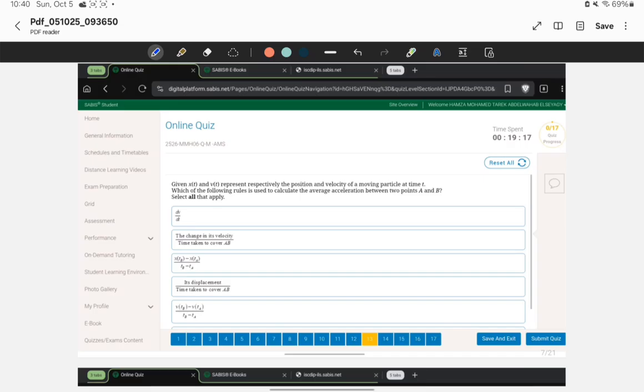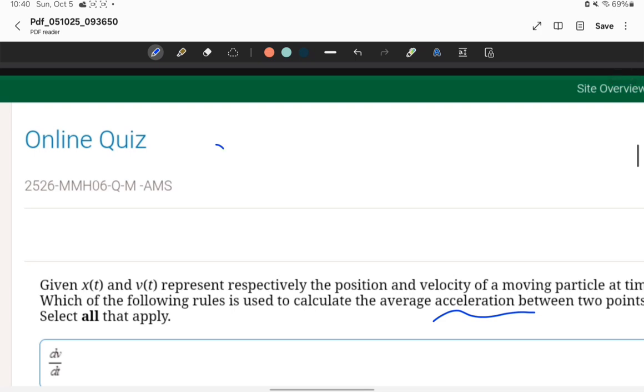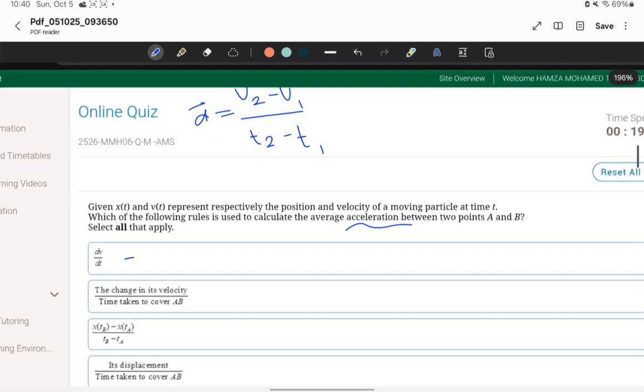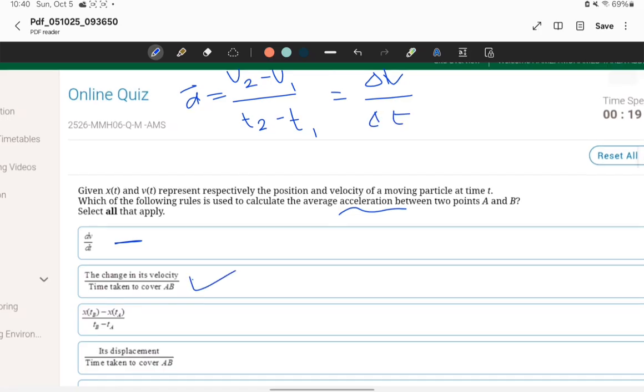Okay, number 13. They want to know which ones of these we use in calculating the average acceleration. So we said when we have an average of something, so for here it's acceleration, average acceleration is going to be v2 minus v1 over t2 minus t1, right? So we could see this dv over dt is just a derivative of anything. It doesn't mean anything, so no. The change in its velocity over time taken to cover AB, yeah, that's what this is, the change in velocity, delta v over delta t, right? It's the same thing, so this is correct.